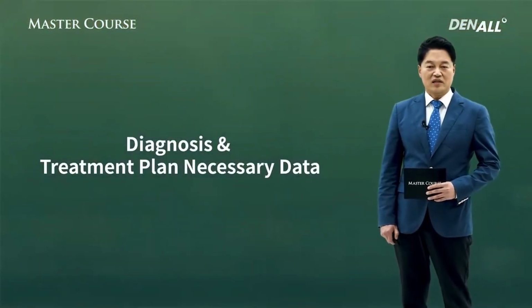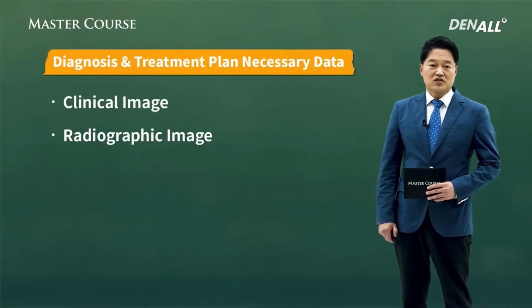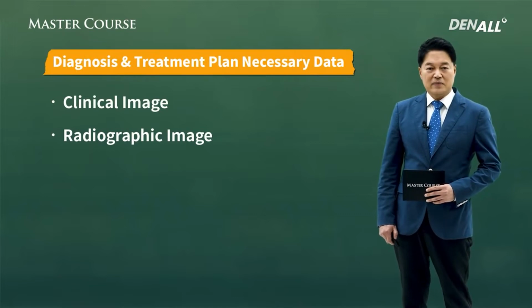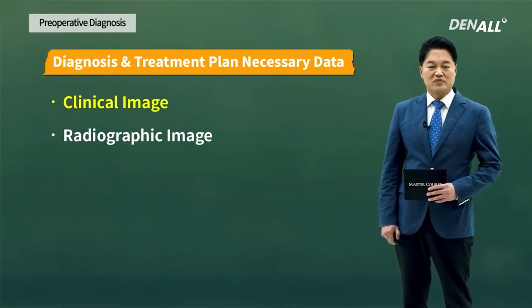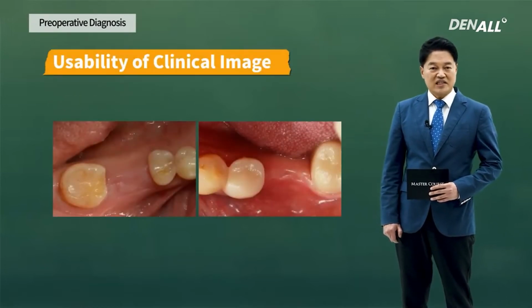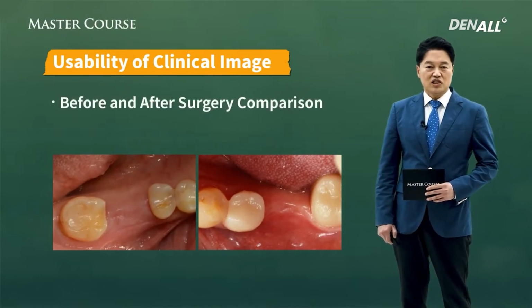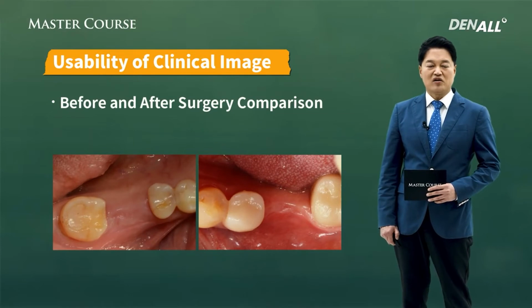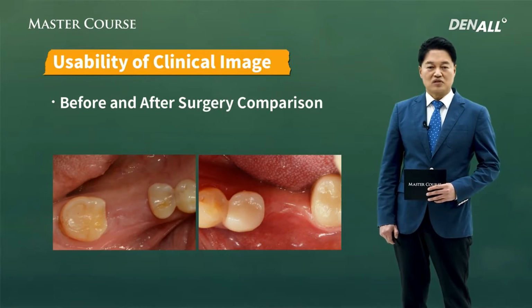Second, diagnosis and necessary data for treatment plans. As mentioned, there are clinical images and radiographic images. I'm going to look at clinical images first. There are two main reasons why we take a clinical image before surgery. First, this is to compare before and after surgery in providing explanation to the patient, gaining trust and providing satisfactory outcomes. Pre-images are essential for that.